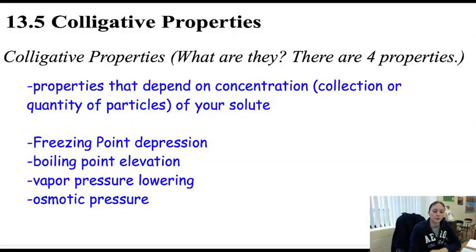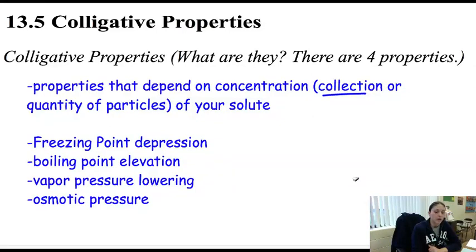All right, we're going to look at 13.5, which is colligative properties. Colligative properties, first and foremost, are properties that depend on concentration or a collection or quantity of particles, which is why they're called colligative. They depend on the amount of your solute particles. These properties change depending on how much of your solute you have.